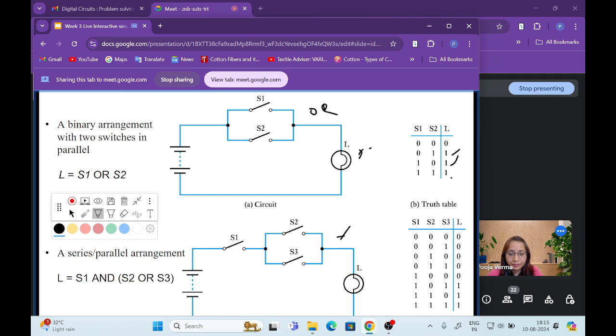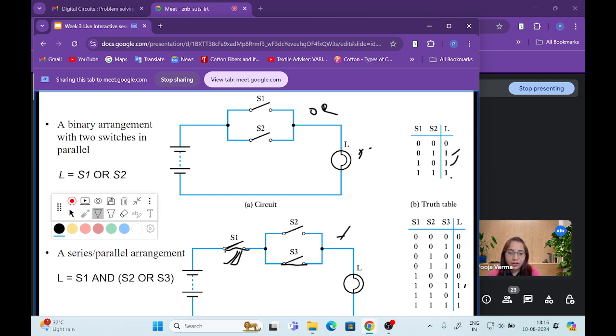So these two are parallel. If anyone is on, the light will light, but S1 must be on. That means in that case the output will be 1. In all other cases the output will be 0. If S1 is 0, in any case, then all outputs will be 0 because it is open, so current will not be able to flow. If S1 is closed, in either of the two situations, then the light will light up.